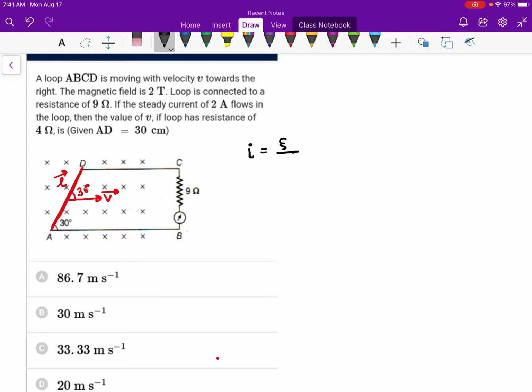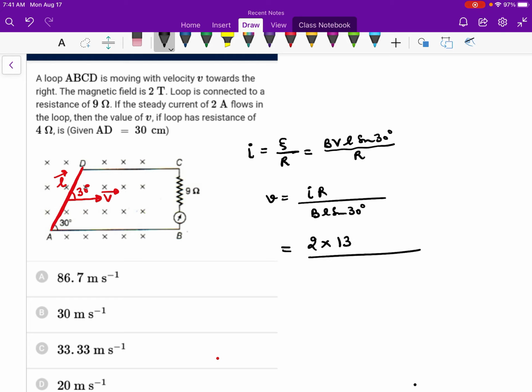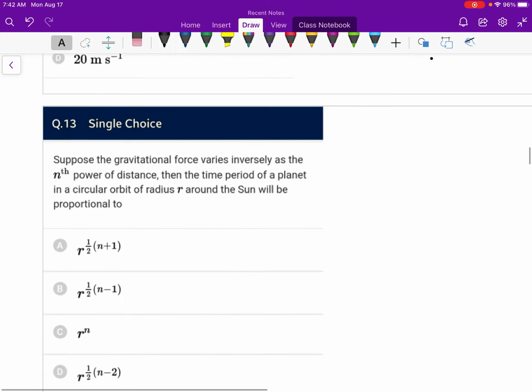So the induced current is the induced EMF upon resistance. The induced EMF is BVL sine 30 degree and resistance is R. So V is IR upon BL sine 30 degree. Guys, I is 2 ampere and the total resistance is 13 ohm. B is given as 2 Tesla, L is given as 0.3 meter and sine 30 is 0.5. So this is 260 by 3 meter per second, so 86.7. So A is the correct option.